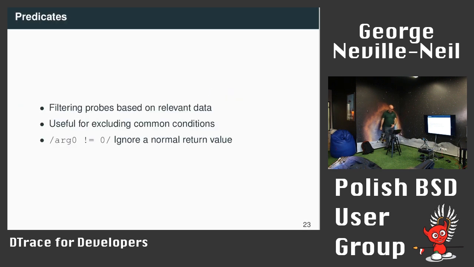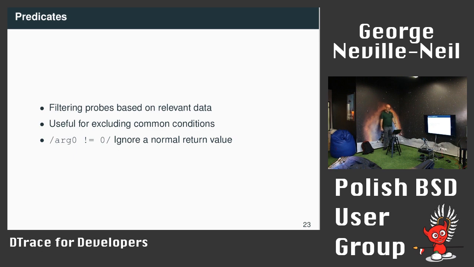So I mentioned predicates, talking about filtering probes to get relevant data. Really useful for common conditions like, sometimes if you're looking at system calls, you want to say, only show me a system call if errno is not 0. If the system call caused an error, then tell me something. But if the system call executed normally and returned without changing errno, don't bother. This is arg0, but errno is available to D scripts.